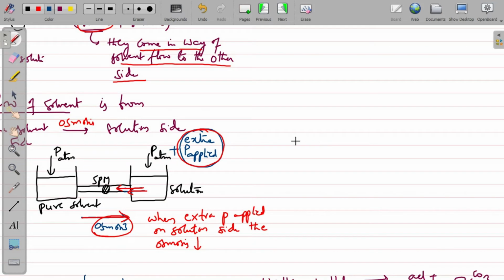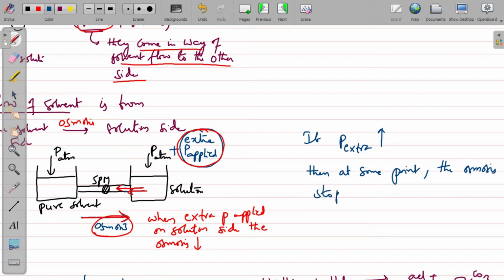Now, suppose you apply the pressure. If the applied extra pressure P keeps increasing, then at some point the osmosis stops.